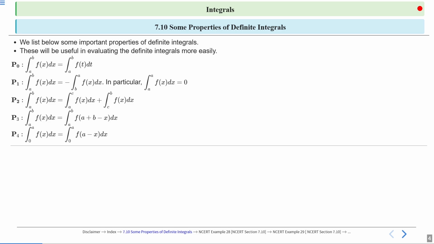These are the 5 properties of definite integral. Just remember them by P0, P1, P2, P3, P4. We use these properties to prove another property. Just like to prove P2, we use P1, P0.